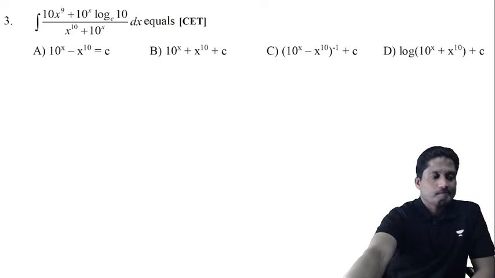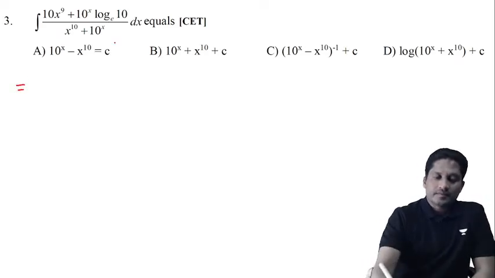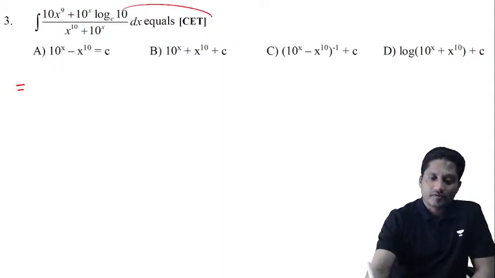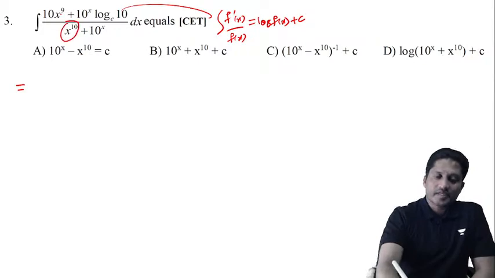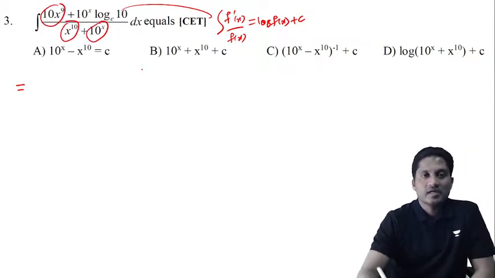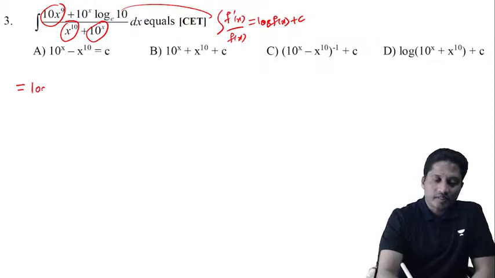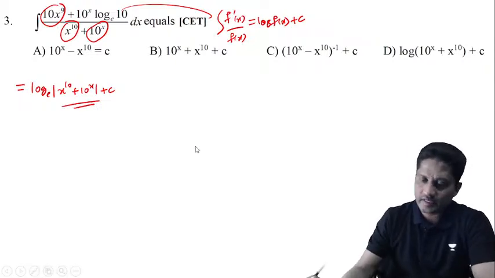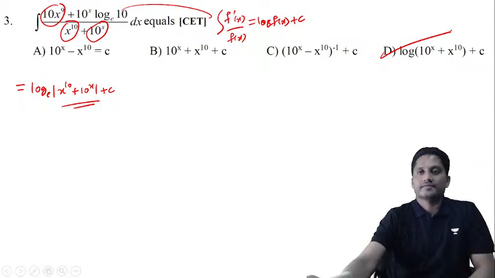Right? Question number 3. You differentiate denominator, you get numerator. This is of the form f dash of x divided by f of x, which is equal to log f of x. Differentiation of x power 10 is 10x power 9. Differentiation of 10 power x is 10 power x into log 10. So this is log of denominator. Log of x power 10 plus 10 power x plus c. Alright, so this is equal to log of x power 10 plus 10 power x. Answer is option D.